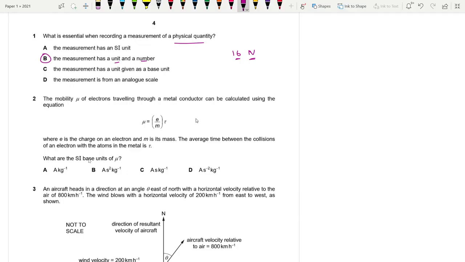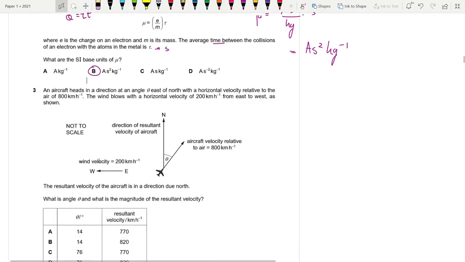So mainly tau is a time, right? So it will have a unit of seconds. So mu is actually equal to e, the charge of an electron. So think about it. Charge Q is equal to I t, or ampere seconds, divided by m, the mass, so it's going to be kg, and tau is going to be seconds as well. So we end up with ampere second square kg to the power minus 1. So B is our answer, 2B.